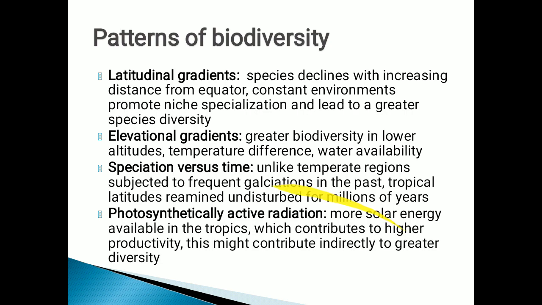The last pattern of biodiversity is photosynthetically active radiation, where the more solar energy that is available in the tropics contributes to the highest productivity and determines a pattern in a biodiversity region.